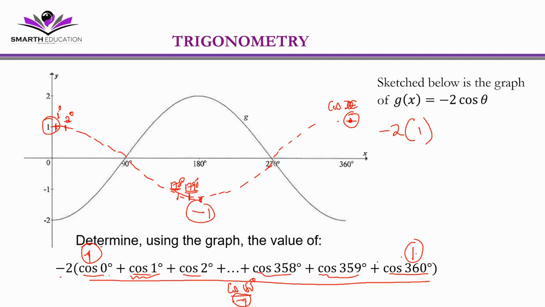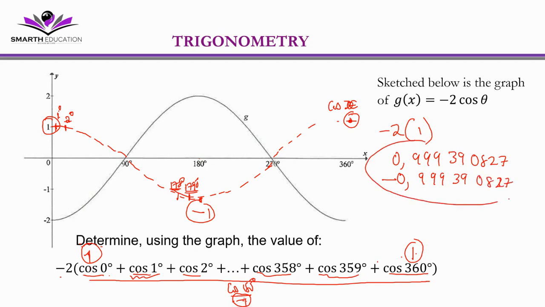Okay, let me just do that. Let's say cos 2 degrees, we get 0.999390827. Then let me say cos 178 degrees. Cos 178 degrees, you see we're getting negative 0.999390827. You see that? So these, they cancel each other out.